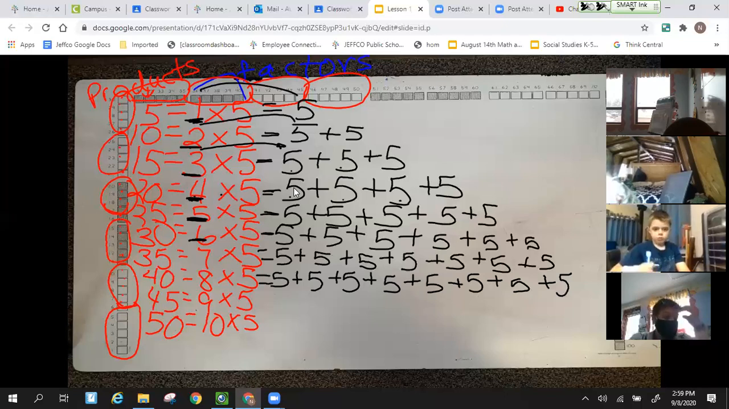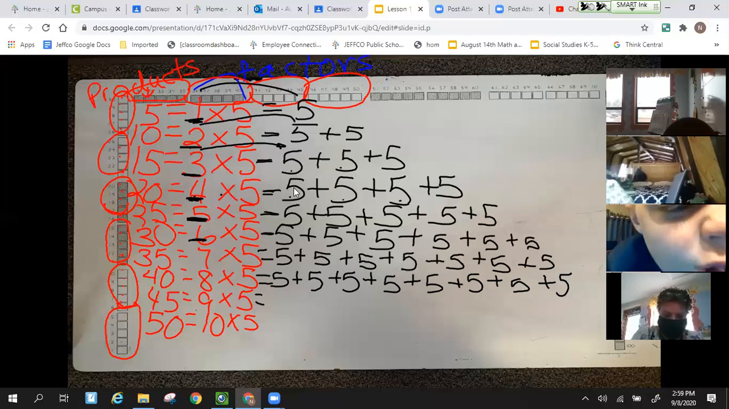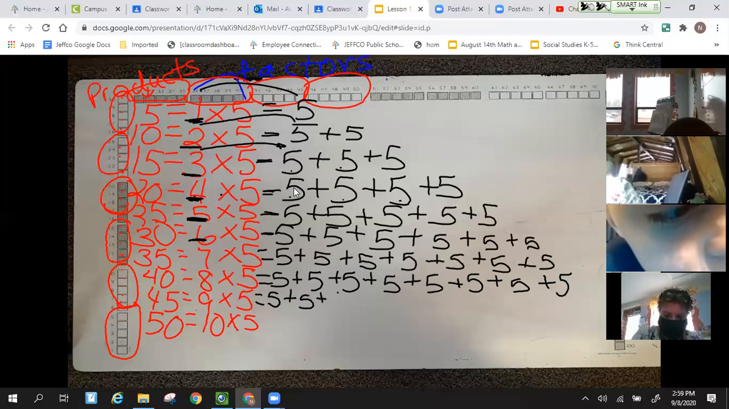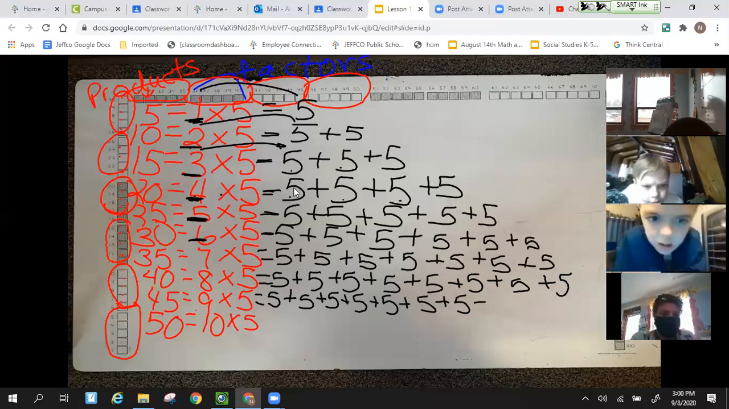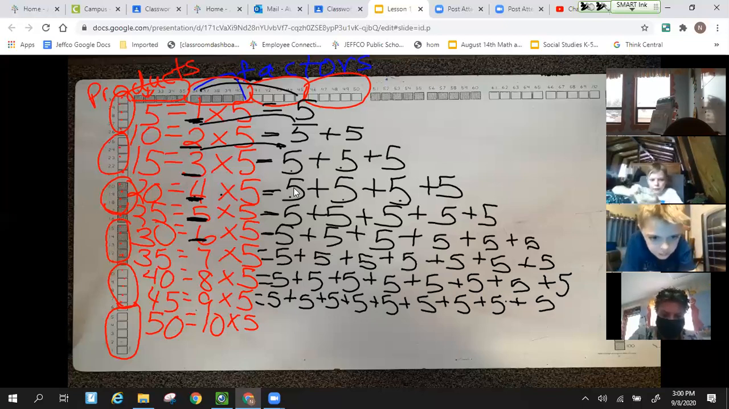Oh, Haley, what about 9 groups of 5? How many 5s will I add together? You'll have to add 5 plus 5 plus 5 plus 5 plus 5 plus 5 plus 5 plus 5. Let's count them. 1, 2, 3, 4, 5, 6, 7, 8, 9. I thought I'd run out of room, so I started writing smaller. And 9 groups of 5 would be the same as 9 times 5, which is 45.